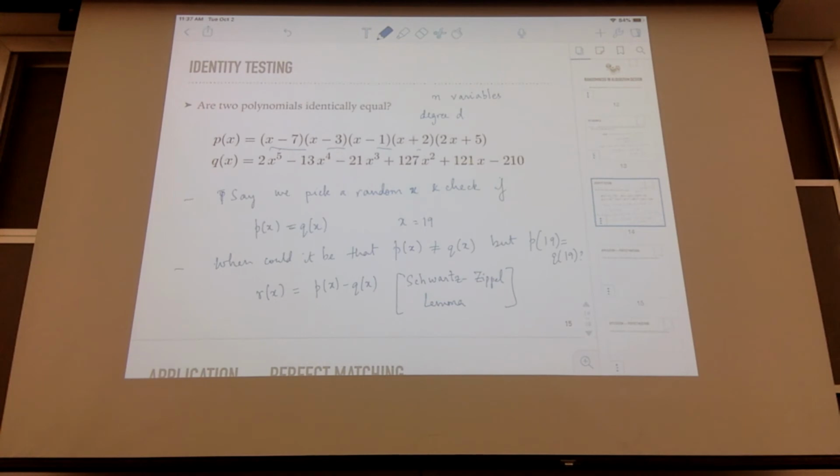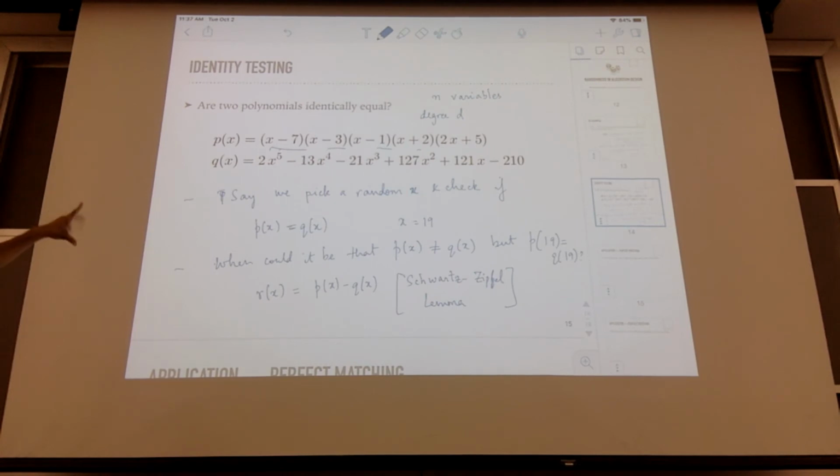So this is called the Schwartz. Oh, yeah, people like different spellings. I think Schwartz is fine.